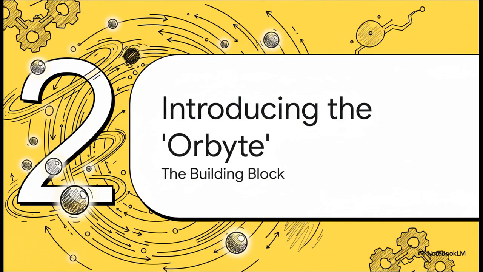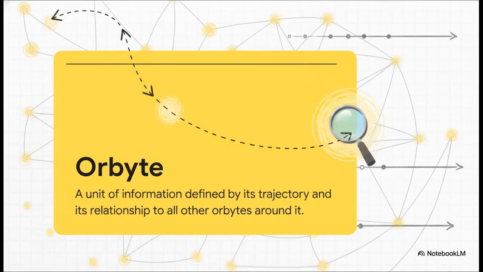Okay, so if the foundation is a wave, then what's the actual building block made of? Well, that brings us right to the core unit of this whole new model, the orbite. An orbite gets its meaning from two really interesting things. Its movement, its trajectory, and its context, its relationship to all the other orbites buzzing around it. This makes it inherently social and historical. A single orbite, all by itself, is basically meaningless. Its value only really pops into existence when it's part of a bigger, interconnected system.